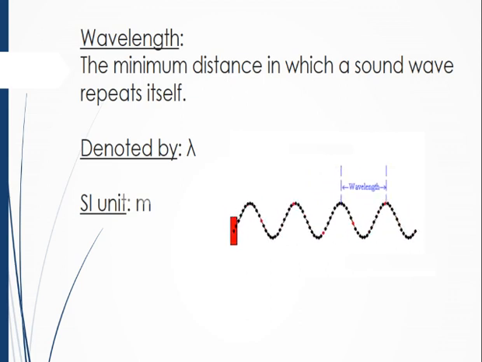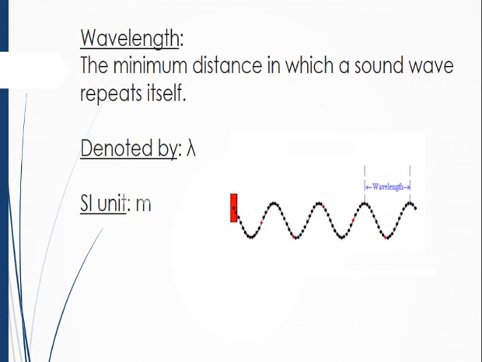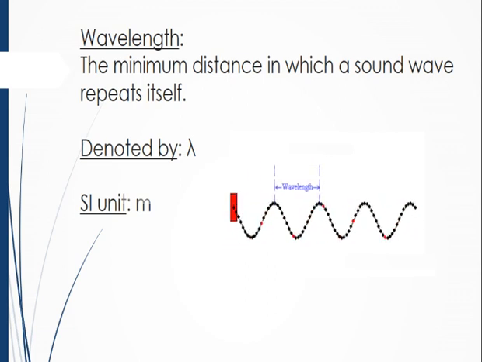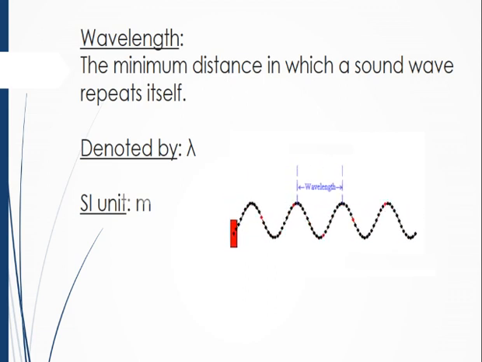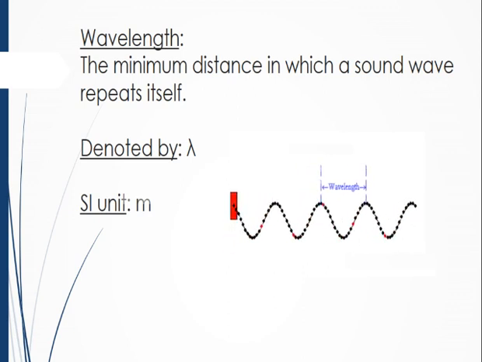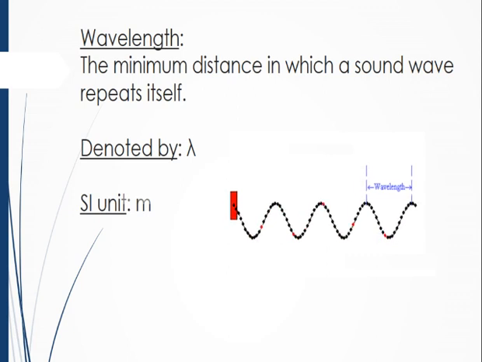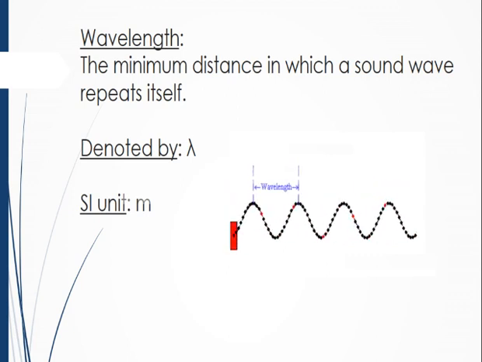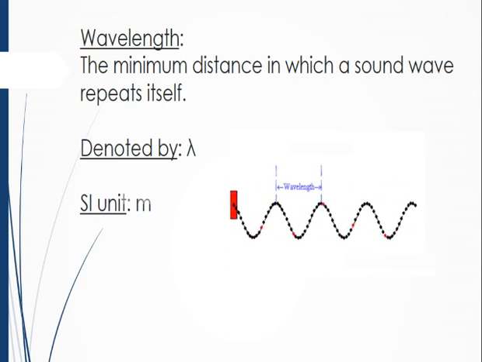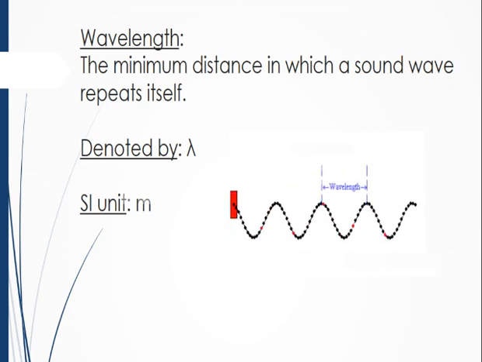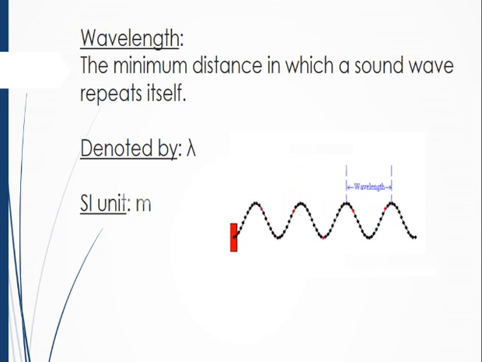In a sound wave, the distance between the centers of two consecutive compressions or two consecutive rarefactions is also called its wavelength. The SI unit of measuring wavelength is meter. Sometimes, however, centimeter is also used for expressing wavelength.